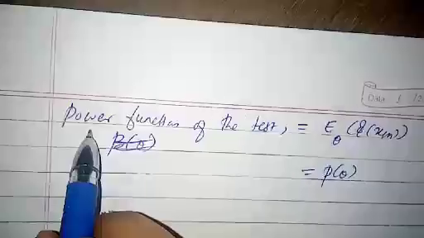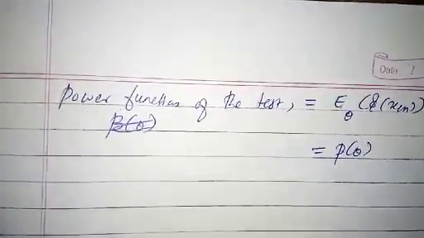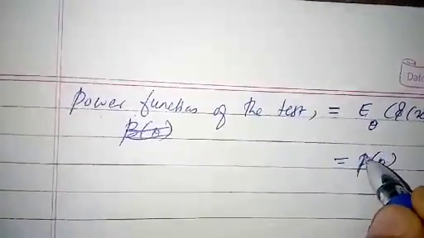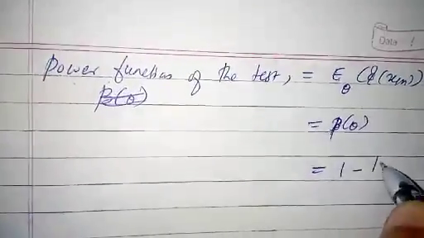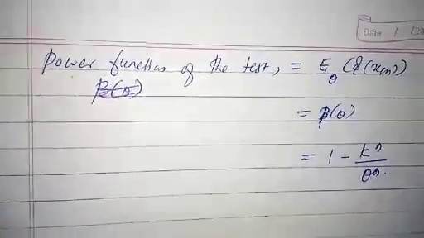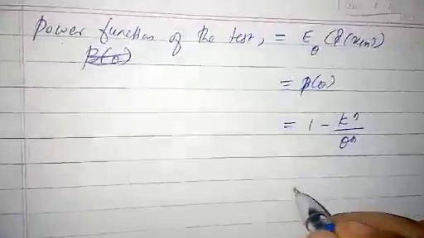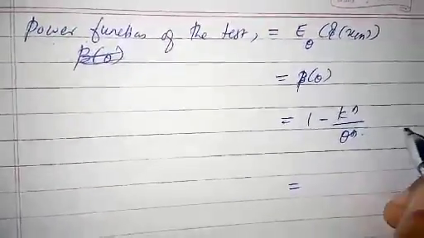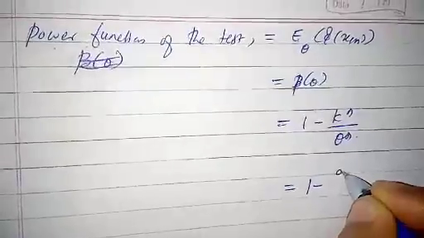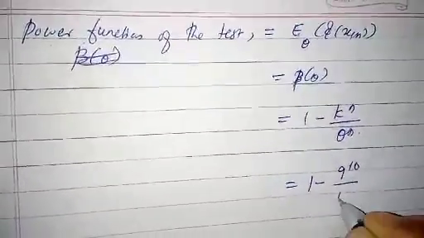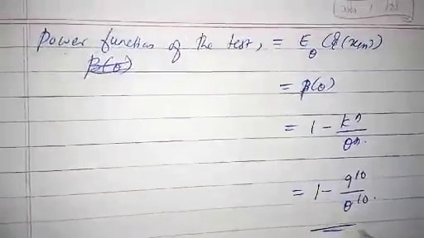Beta of theta. The power function of the test is also denoted as beta of theta, right? So here the value is 1 minus k to the power n divided by theta to the power n, right? And here we know the values for k and n also, that is, 1 minus 9 to the power 10 divided by theta to the power 10. This is the power function of the test.